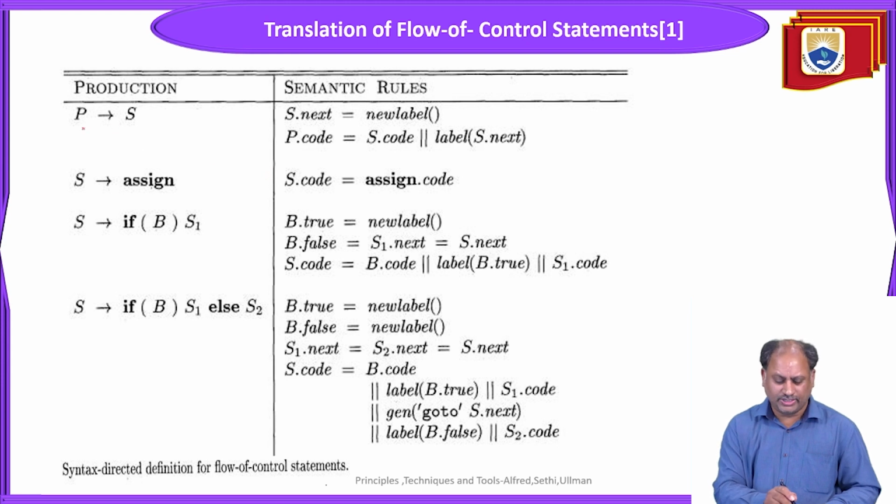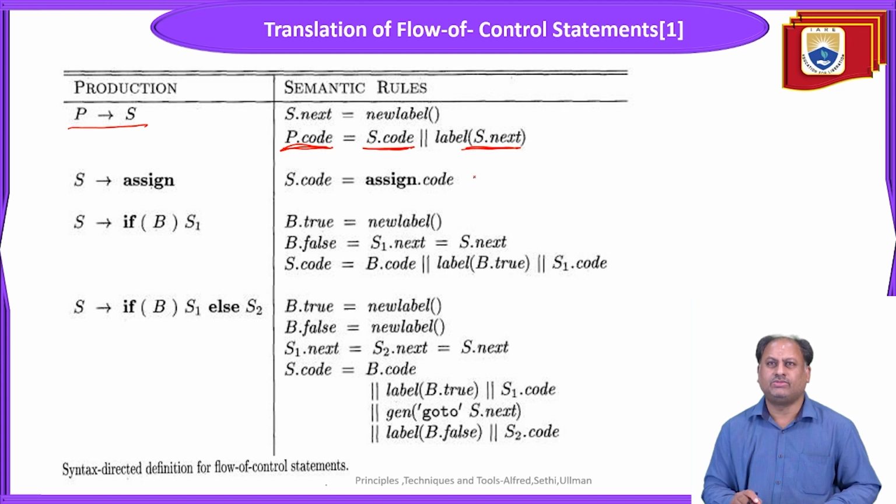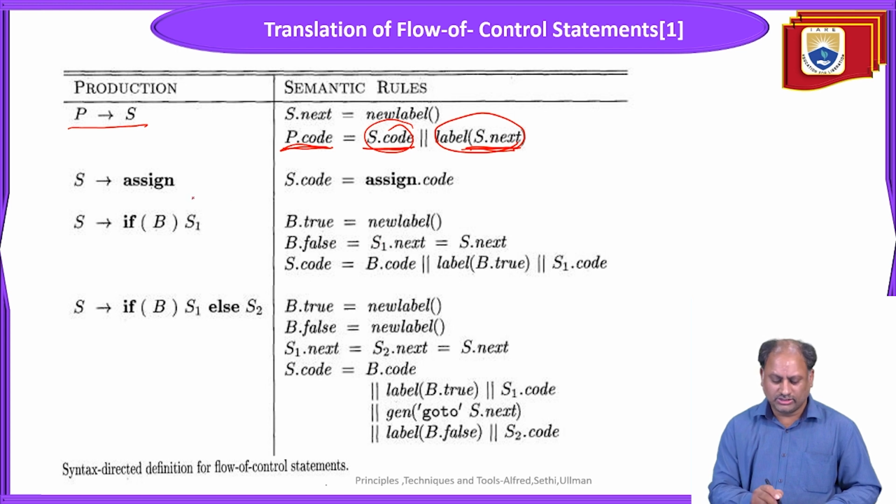So, for example, here P derives S. Now, what is the code? We have to calculate both the label, that is the statement's next value, with the corresponding statement code. So for both P and S, first it has to be done, and then go to the label S dot next, and that generates one label. Here, the second statement S is simply assigned with the code. What is the code of this one? Simply assigned to S dot code. This we discussed in the previous slide.